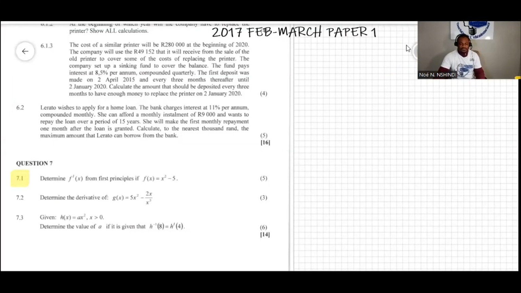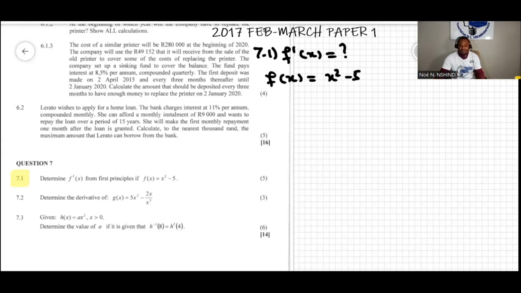Well, we have another question here, question 7. Question 7.1 says: determine f prime of x from the first principle if f of x equals x squared minus 5. So I'm going to write the question over here. 7.1, we're looking for f prime of x from the first principle, and f of x is given by x squared minus 5.